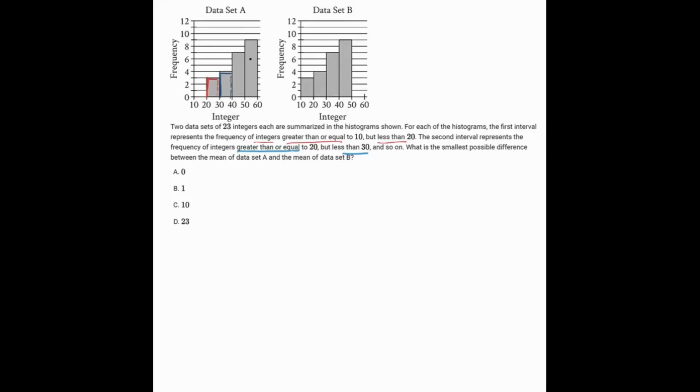So we can start by just looking at the shapes of the data. They both increase toward the end, but we can see that data set B is starting from 10 to 20 and ending from 40 to 50. A is starting from 20 to 30 and ending from 50 to 60. So we can say that the average, the mean of A is definitely greater than the mean of B.